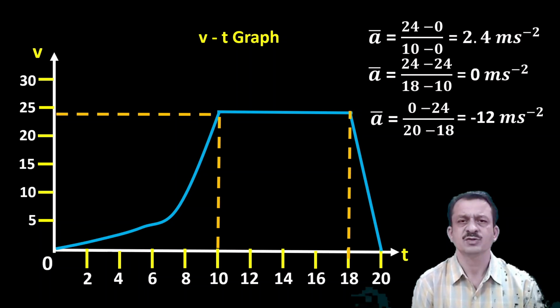Look here, we are getting a negative sign. What does this negative sign indicate? The acceleration is decreasing. That means it is having a negative acceleration. Now this is how we are going to work out average acceleration for different time intervals with the help of this diagram.